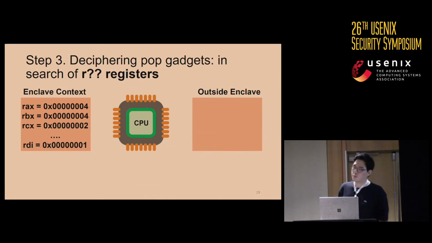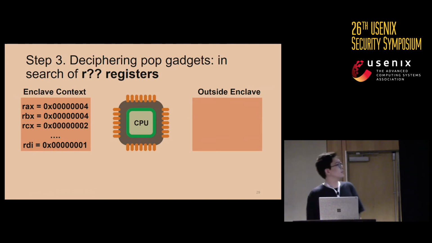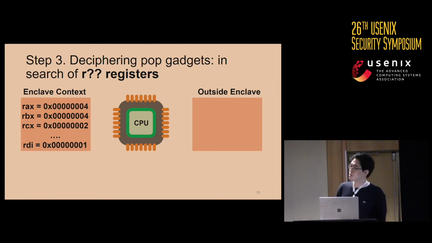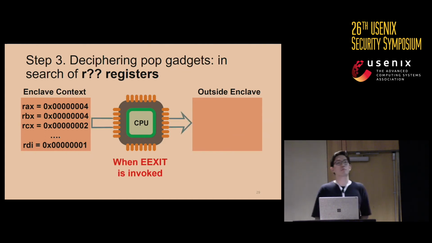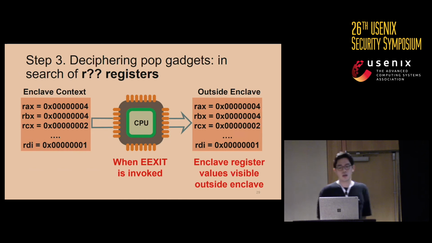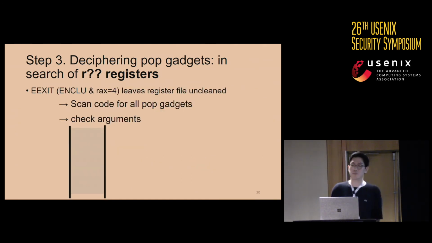Then, how can we decipher all the pop gadgets using this step? In this step, the answer is the EEXIT instruction. Compared with the asynchronous enclave exit (AEX), when the EEXIT happens, all the register contexts remain. So the attacker can see enclave register values outside of the enclave. By using this fact, the attacker can know the exact context of the enclave by chaining the EEXIT gadget at the last. So let's take an example.